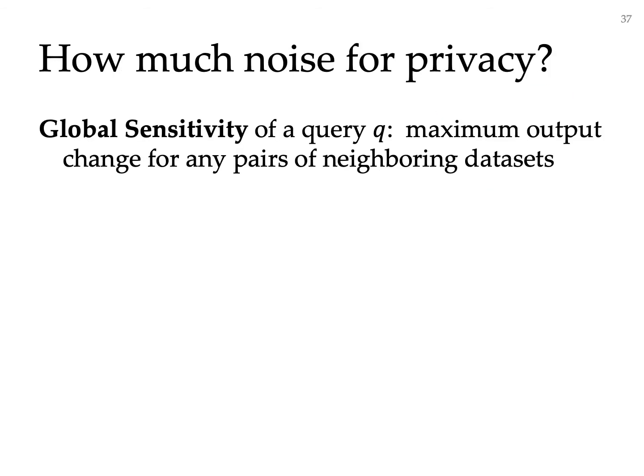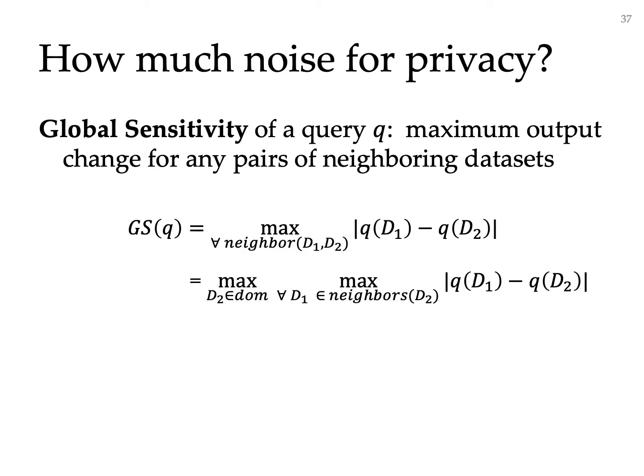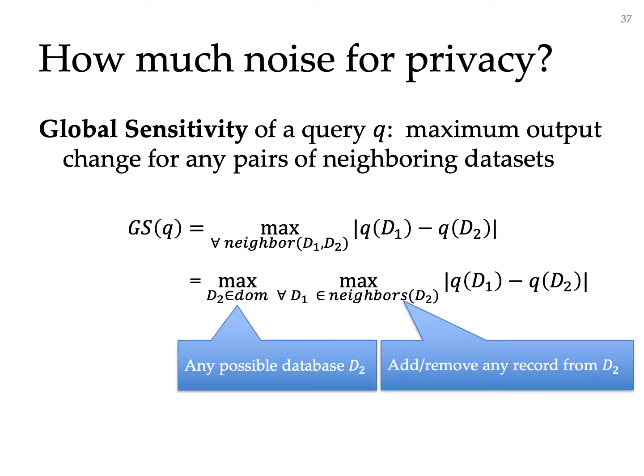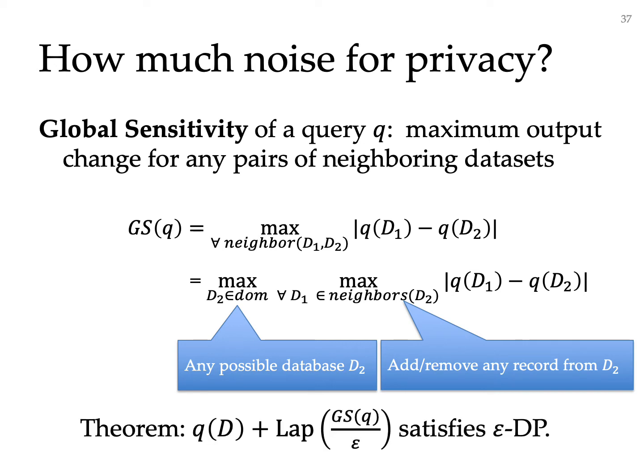So one major question is, how much noise should be added for privacy? The general answer is that the noise added should be proportional to the global sensitivity. The global sensitivity of a query is defined as the maximum output change for any pair of neighboring datasets. Adding Laplace noise proportional to the global sensitivity to the true query answer satisfies epsilon differential privacy.